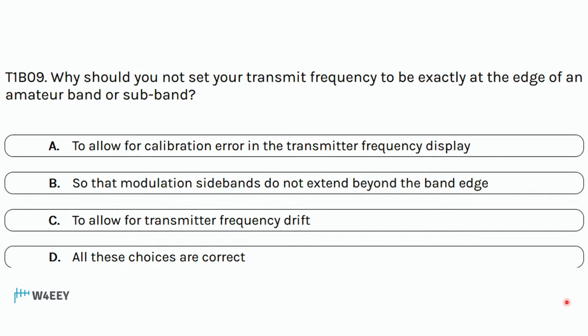Okay, more questions. Why should you not set your transmit frequency to be exactly at the edge of an amateur band or subband? Remember from the previous? Read carefully. B. B is true. A is also true, and C is also true. So this is one of those where all of these choices are correct. You want to compensate for all of these various factors. But I'm glad you got B. That was the one we were emphasizing.